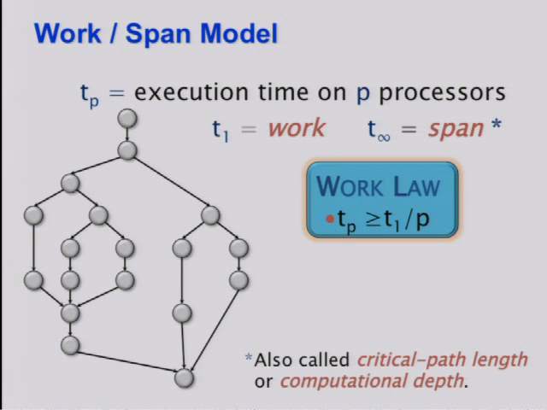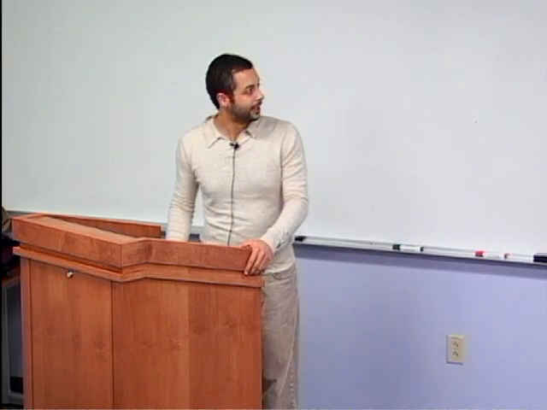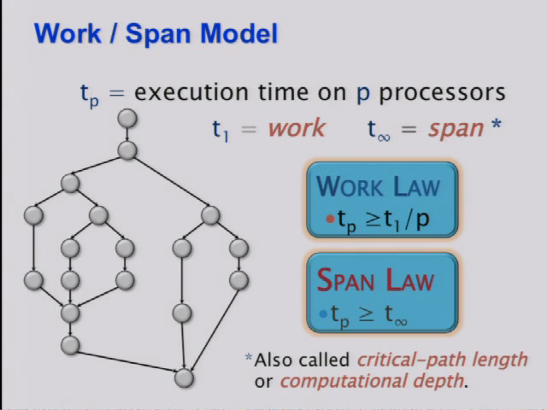And there are, of course, pretty simple laws: the time on P processors will never be superlinear, which is not true, actually, in practice. Sometimes things can suddenly start fitting your cache. But as an idealized model, that's probably true. And the span law simply says that the time to run on P processors is never going to be less than running on an infinite number of processors.